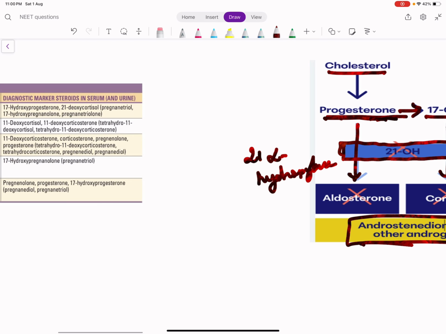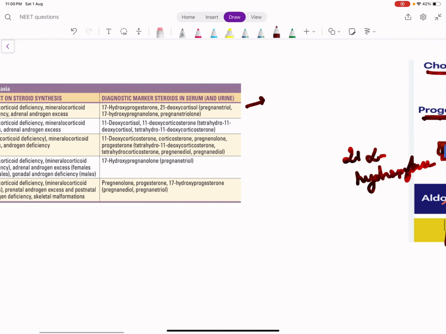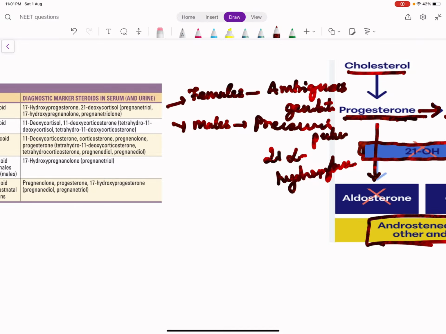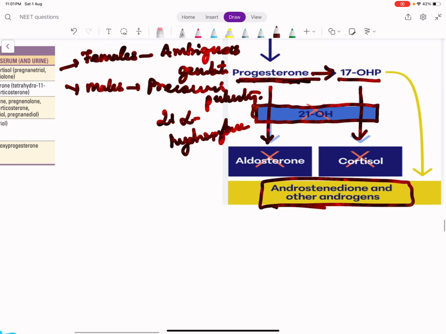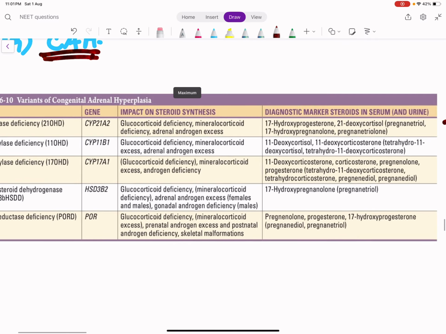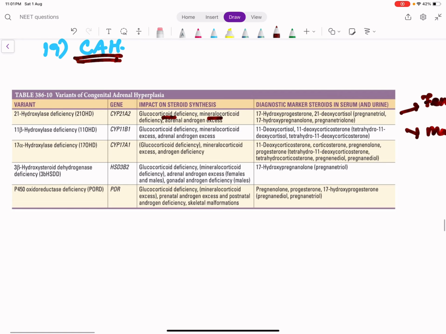So when sex steroids become high, what will be there? For females there will be ambiguous genitalia, right, because of excess adrenal androgens. For males there will be precocious puberty. So, some gender issues plus there will be deficiency of aldosterone and deficiency of cortisol, so their symptoms will be there. When it presents in pediatrics, there will be severe hypovolemia, hyperkalemia, hypotension.